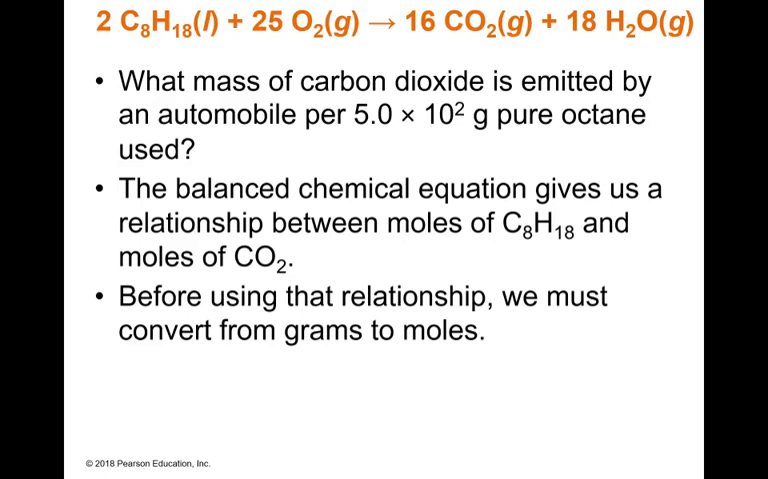Let's do an example. Suppose an automobile burns 500 grams of pure octane, C8H18. We want to know what mass of carbon dioxide, CO2, is produced. We start with the balanced equation. 2C8H18 plus 25O2 produce 16CO2 plus 18H2O. Step 1 is to convert 500 g of octane into moles using its molar mass. Then, using the mole ratio between octane and CO2, we find moles of CO2. Finally, we convert that to grams.